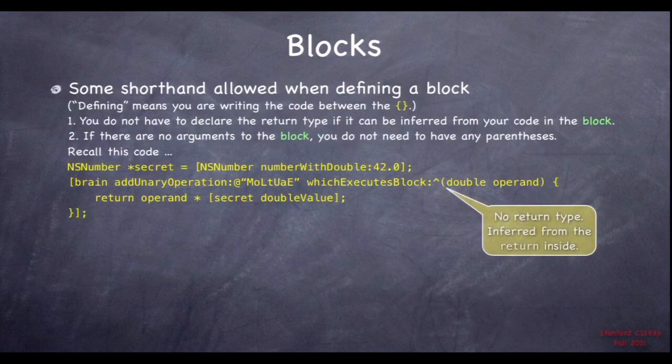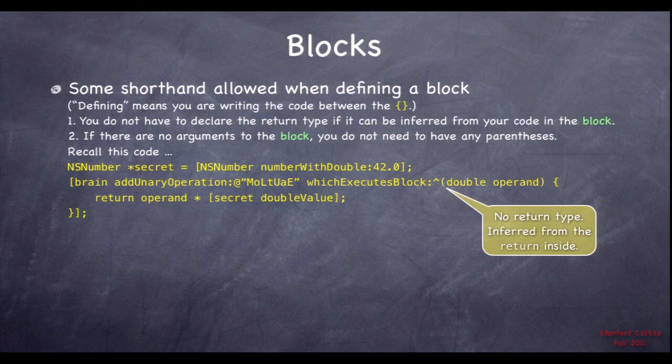Okay, so blocks are so common and this stuff is so convoluted that we often have a shorthand when using blocks. And there are two things in the shorthand. One is you do not have to declare the return type of a block if it can be inferred from what's inside the block. So for example, when we add unary operation T, I don't have to actually say that it returns a double, because look inside: return operand times secret double value. That obviously returns a double, and so the system will say, okay, I understand this block returns a double, you don't have to tell me it does.